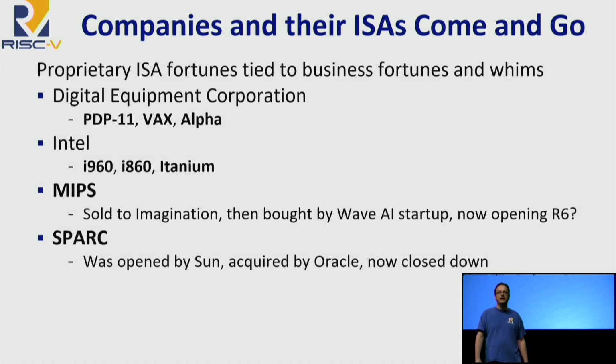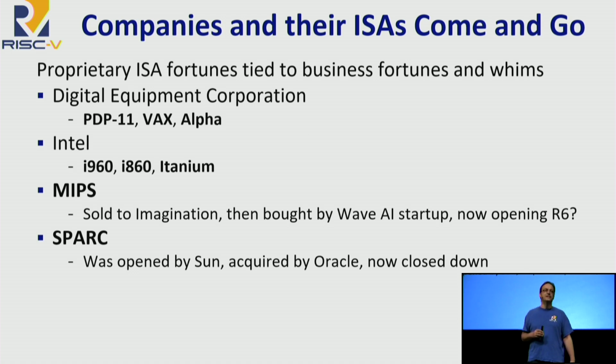SPARC was another one of the classic early RISCs. So this is an interesting story here. Back in the 90s, they actually opened up SPARC V8 as an open standard. They made it an IEEE standard, the 32-bit V8. And there were a bunch of companies making SPARC chips. But along the way, Sun got acquired by Oracle. The architecture was closed up again. And then more recently, Oracle has basically closed down all future SPARC development. So SPARC is gone as well.